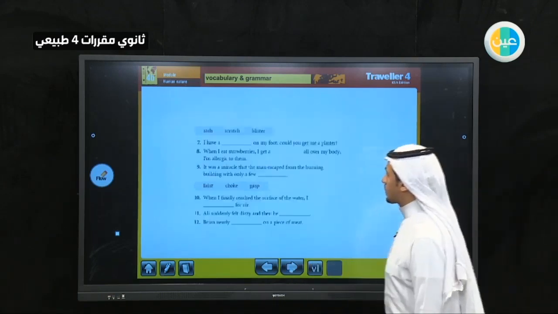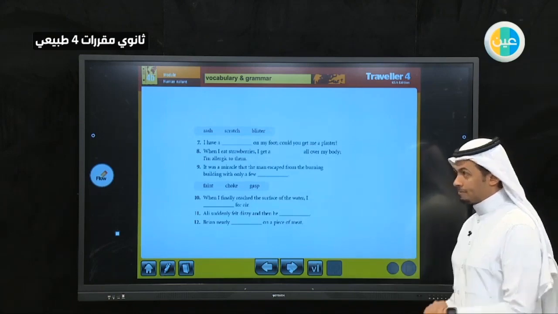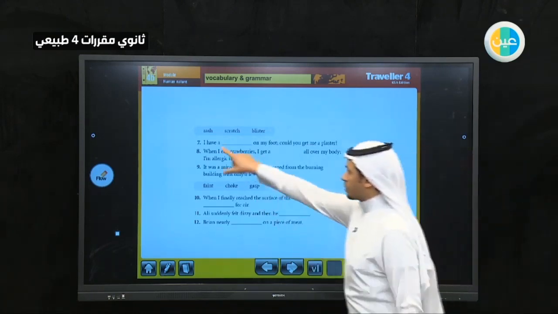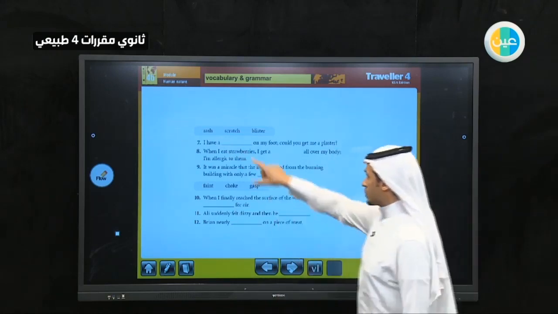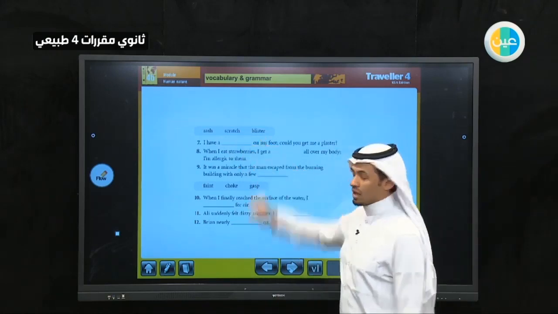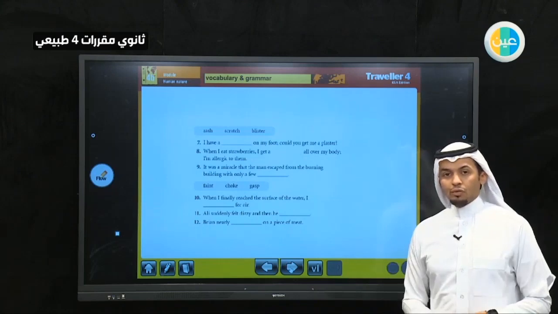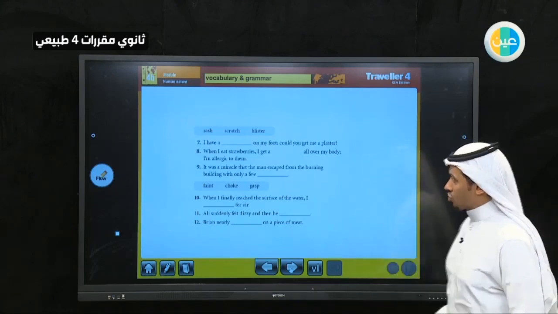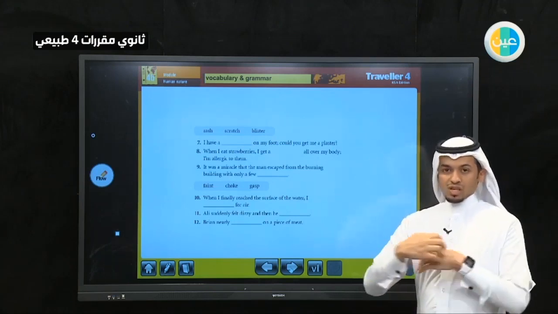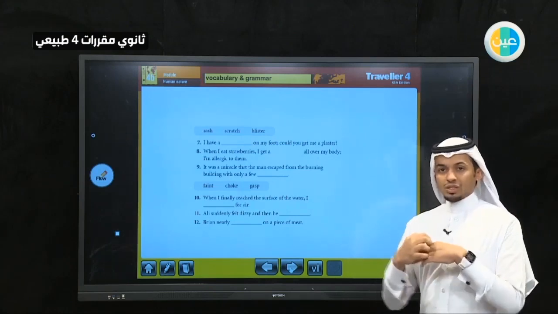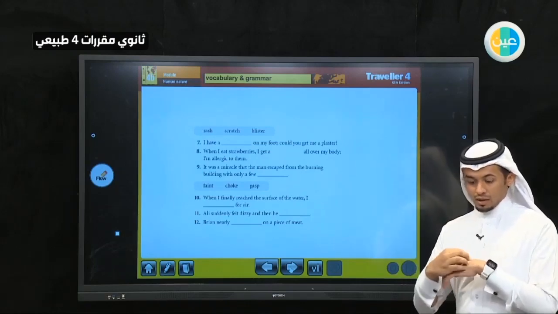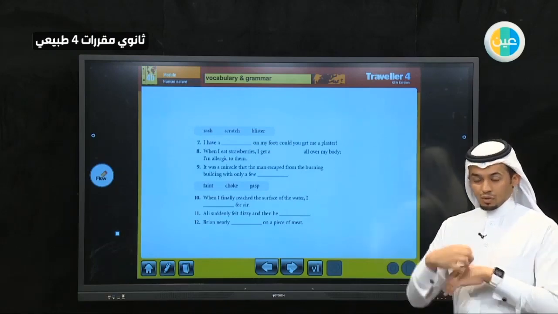Then rash, scratch, and blister. All of these three words are nouns. Scratch is like when you do this to somebody or something, scratch. And sometimes it leaves blood if it was really bad.